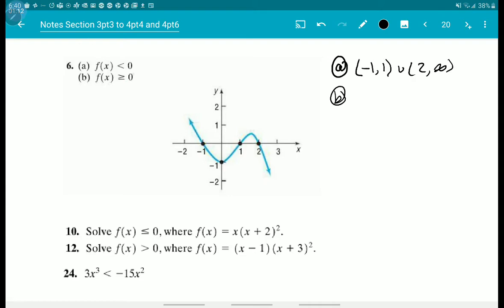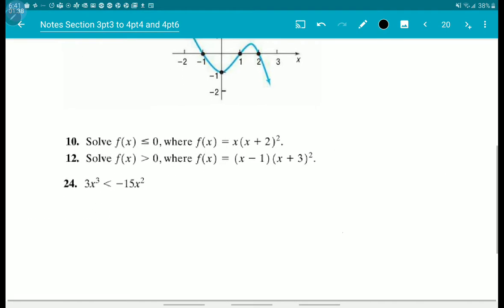B is asking, where are we greater than 0? Well, that's happening here, and then it's happening here. So it's happening from -infinity to -1, which is that left-hand piece. And then it's happening between 1 and 2, which is that piece in between. So if we have a graph, we can look at it and determine where it is above and below the x-axis. Because that's really what that is trying to say.